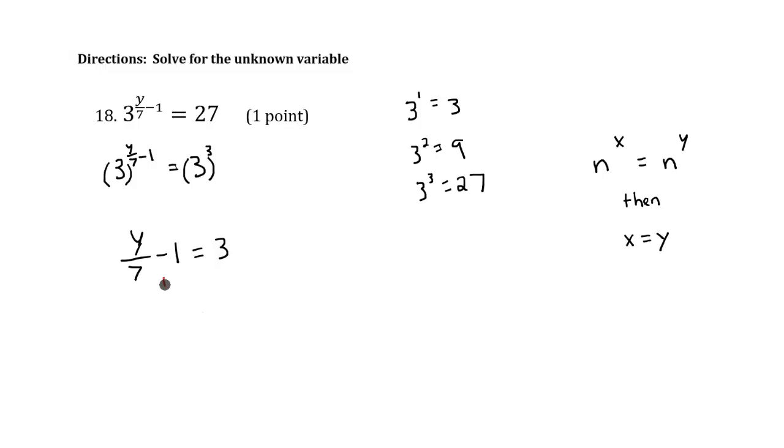So I add 1 to the left side and to the right side. That goes away. I'm left with y over 7 equals 4. And then to undo the division of 7, I'm going to multiply this side by 7 because 7 over 7 goes away. And I need to multiply the right side by 7. So I'm left with y equaling 28, and that's my final answer.